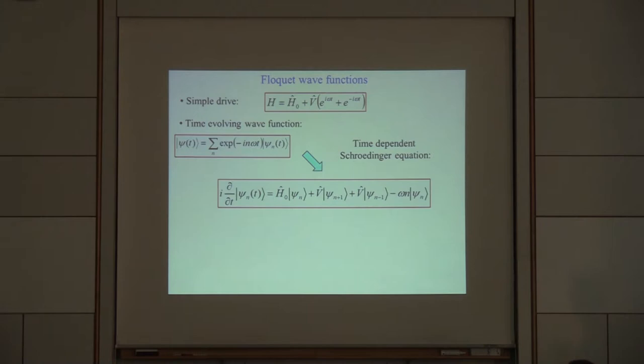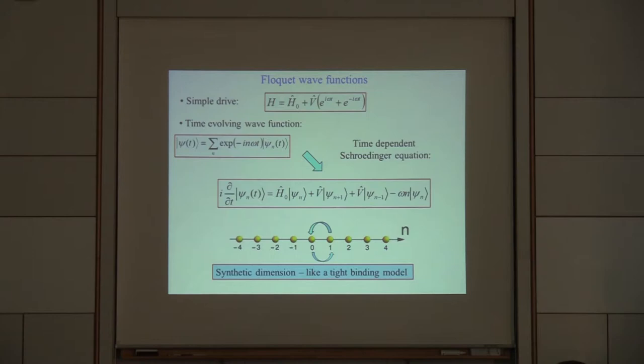Nonetheless, nothing stops me from describing a Floquet problem as a problem of hopping on the lattice where the coordinate is the photon number. And this is essentially a synthetic dimension. It's a tight binding model on an effective extra dimension. Now, if I do this, I need to start understanding what's the correspondence of motion on this lattice and the way that we think about motion in a regular system with space and momentum.